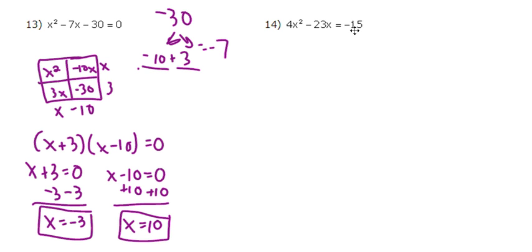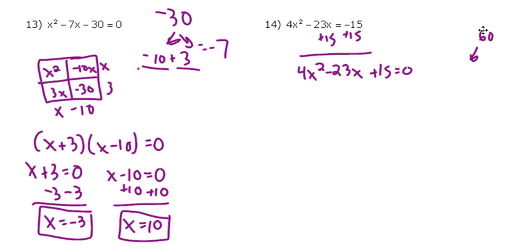Now this one isn't ready because it's not set equal to 0, so I have to add the 15 first. So I get 4x squared minus 23x plus 15 equals 0. There's no GCF besides 1, so I'm finding something that multiplies to 60 and adds to negative 23. So think about it, right? Both my numbers have to be negative to make my product a positive number. Negative 20 and negative 3.